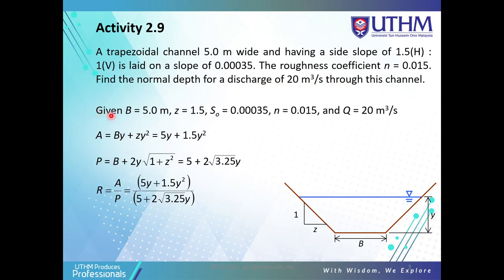Given all the parameters here: B, Z 1.5, S0 the bed slope 0.00035, and Q. So you use the equations for trapezoidal. A is equal to B y plus Z y squared. You just put in all the values, because we don't know the value of y. Actually y is what we want to find, the normal depth here. So P is B plus 2y root 1 plus Z squared, which is the formula given in the table in topic 1. So you use this one, put the values here, but we don't know y. So we are using trial and error.